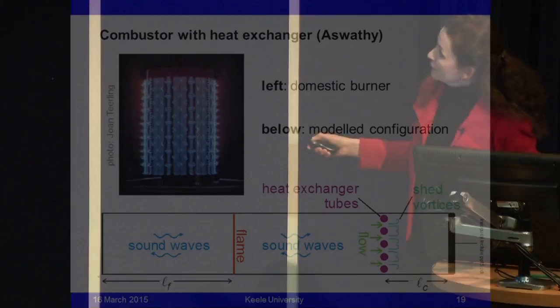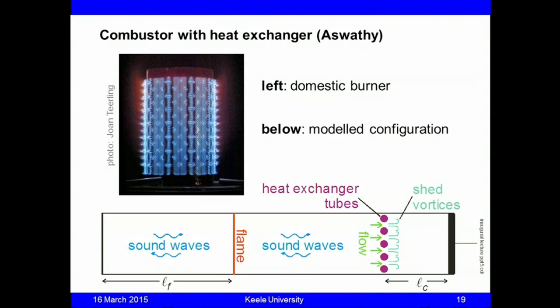And below we have the model configuration. So that's the flame, and there's the wall of the drinks can. That's the inside of the drinks can. Then we have a gap. Here we have the heat exchanger tubes, and a flow flowing through the gaps in the tubes will produce a flow with shed vortices.